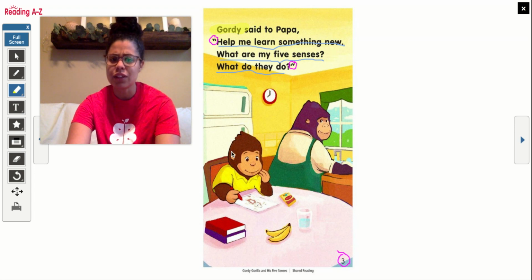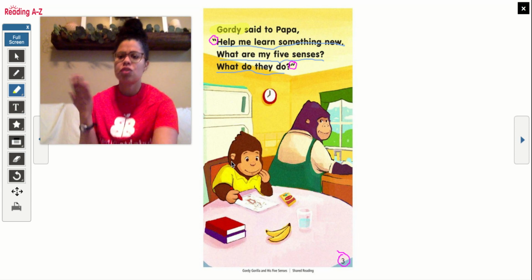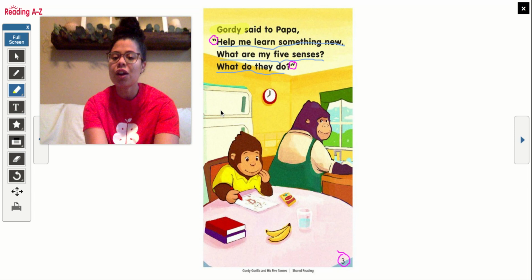Help me learn something new. What are my 5 senses? What do they do? So our quotation marks tell us when someone's talking, and the beginning of the sentence or the end of the page can tell us who is doing the talking. This time, Gordy said to Papa, so Gordy is doing the talking.